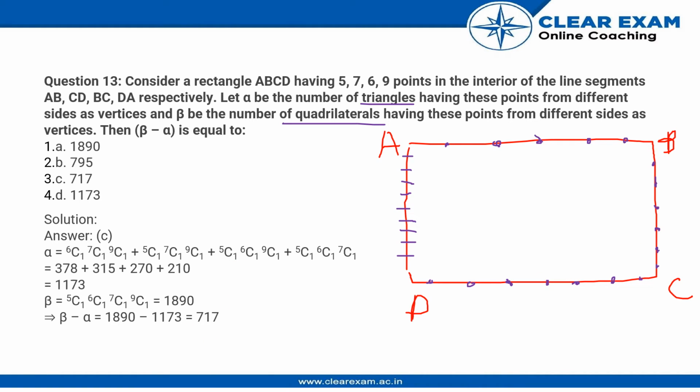So let us write 6C1 into 7C1 into 9C1. That is, we take a point from this, we take a point from this, we take a point from this and we take a point from this. That makes one triangle, correct? And now 5C1, 7C1, 9C1. I take a point from this, I take a point from this and I take a point from this. So that is what we get for the second term.